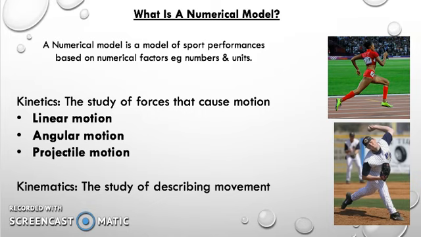Projectile motion is a combination of linear and angular motion. In basketball, bringing the ball up the court, changing direction to get past the defender uses projectile motion. Kinematics, the study of describing movement, for example, displacement, time, velocity, etc. In basketball, it's when the basketball players move around the court when playing defense or when on offense running a play on court.